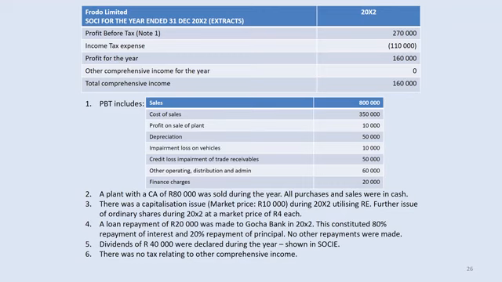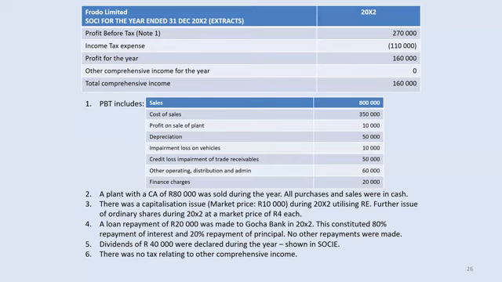For our profit before tax, they've provided us with the breakdown, including sales and cost of sales. Those will be important for us as we work out what was in fact received from our debtors and paid to our creditors. We've got the profit on sale of plant. We know we're going to want to eliminate that, in particular for our indirect method. Depreciation as well, eliminate for indirect. Impairment loss, our credit loss impairment of trade receivables, so some form of bad debts that were written off, our other operating, distribution and admin expenses, and then our finance charge as part of interest.